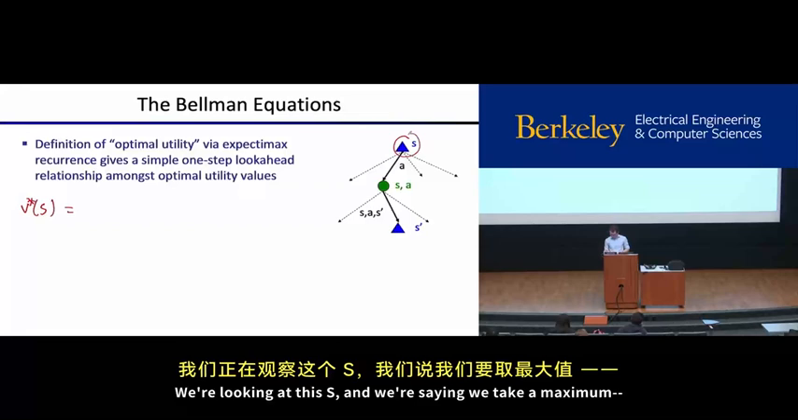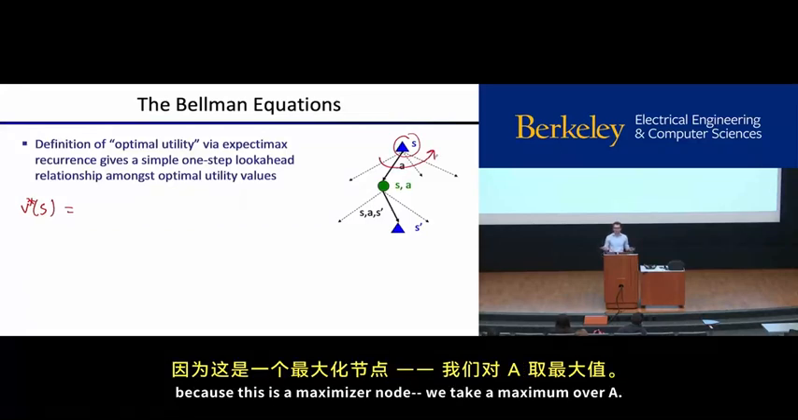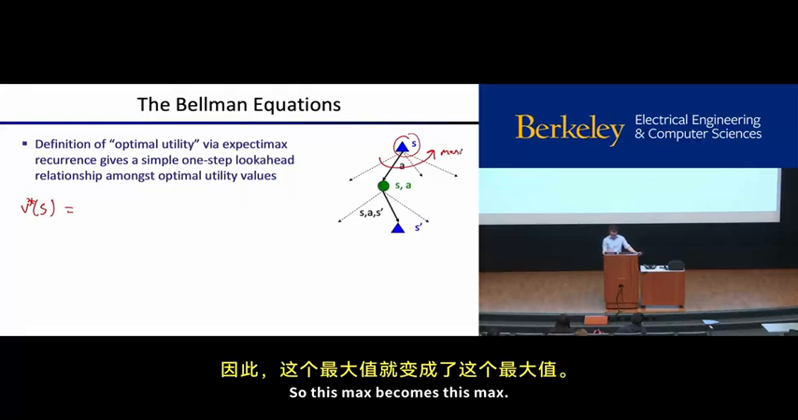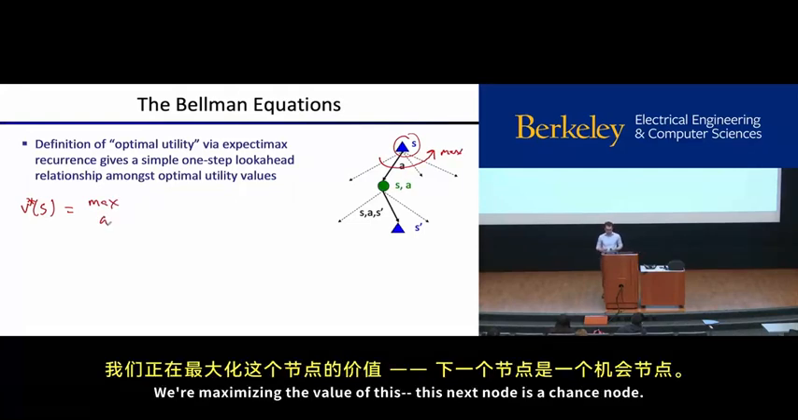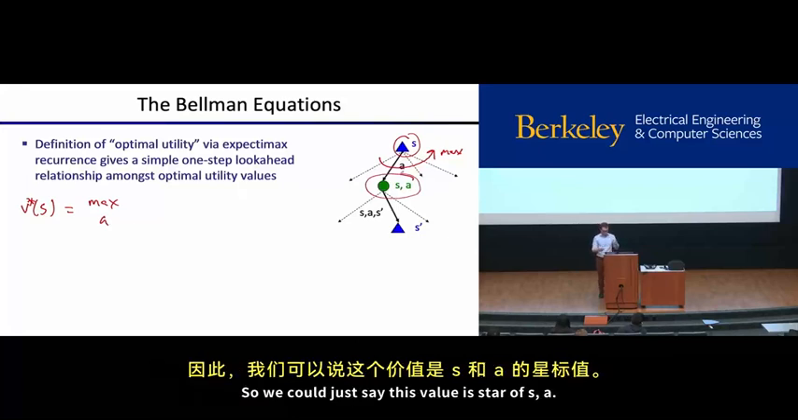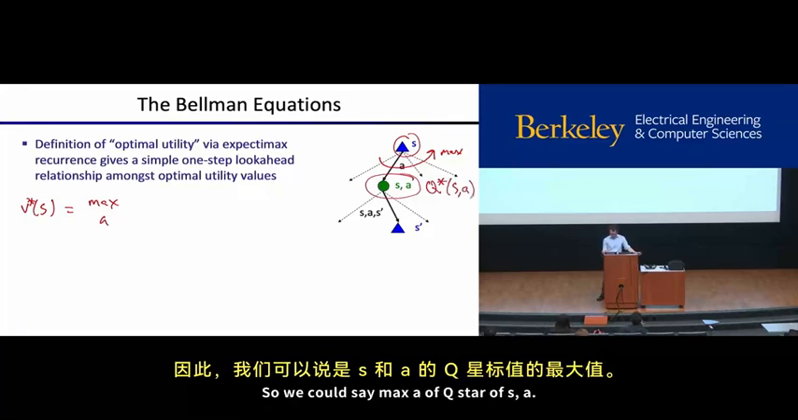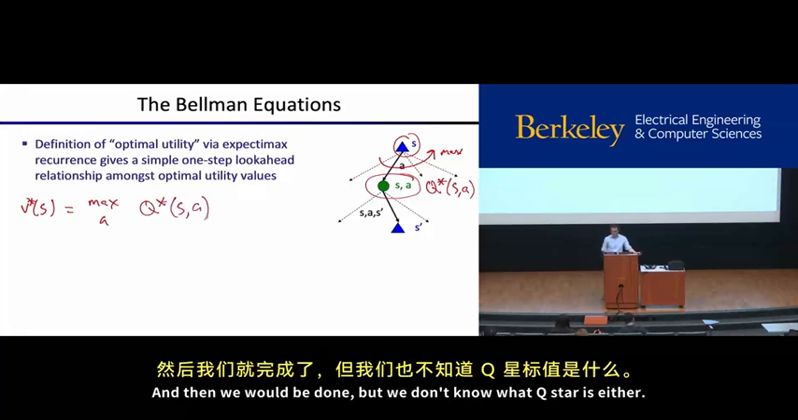We're looking at this S, and we're saying we take a maximum, because this is a maximizer node. We take a maximum over A, right? So this max becomes this max. Max over A. And what are we maximizing? We're maximizing the value of this. This next node is a chance node, so we could just say this value is Q star of SA. So we could say max A of Q star of SA. And then we would be done.